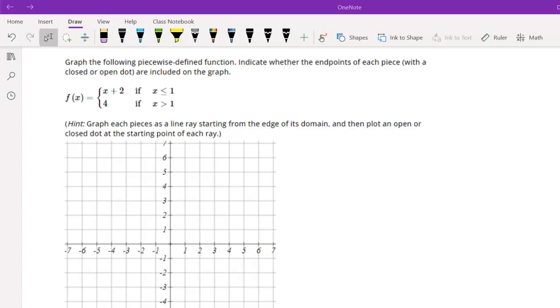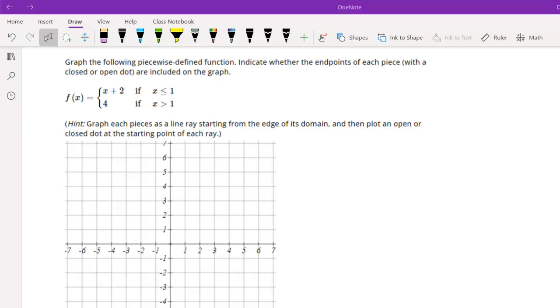In this example, we're asked to graph the following piecewise defined function. We're asked to indicate whether the endpoints of each piece is with a closed dot or an open dot. So here we have the function f of x is equal to x plus 2 if x is less than or equal to 1, and f of x is equal to 4 if x is greater than 1.